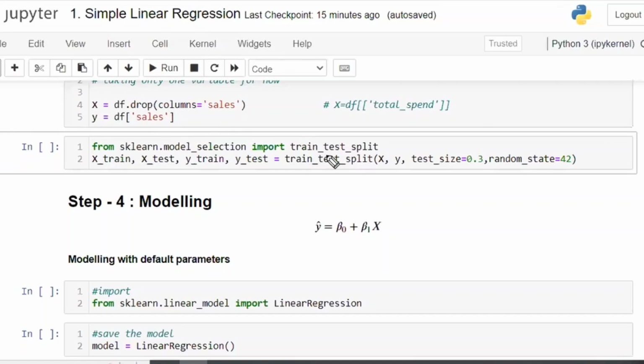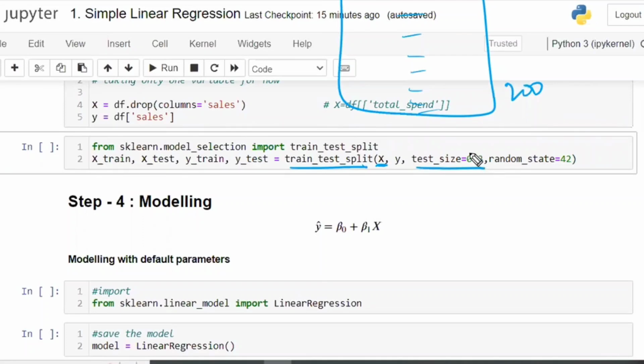Train test split means you are going to split the entire data of X. X is whatever the data of the X column is, that is total spend. Inside this total spend, how many records are there? 200 records. Out of these 200 records, test size of 0.3 means 30% you are using for testing purpose. 30% of 200 is 60 records. So you are going to use 60 records for your testing purpose. Randomly you are going to choose 60 records and separate them.